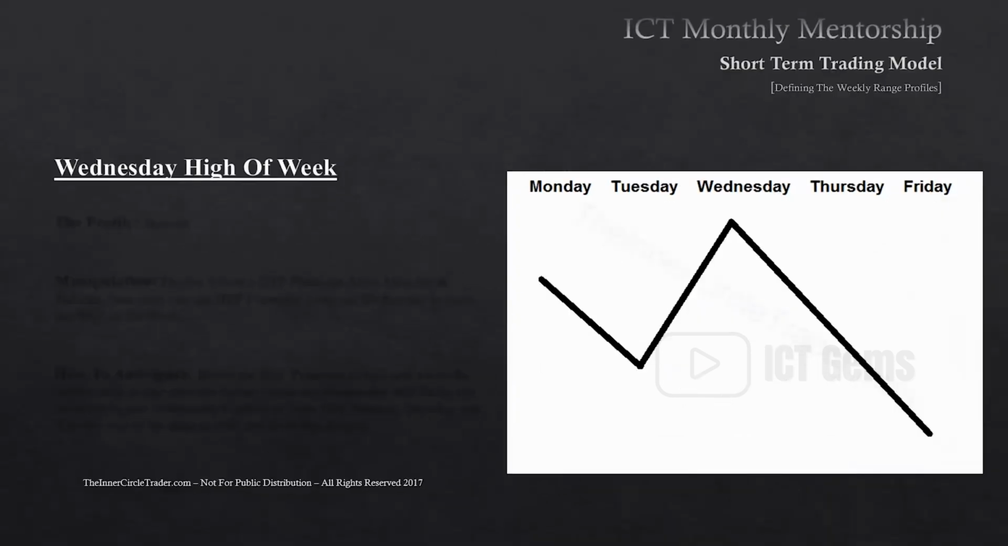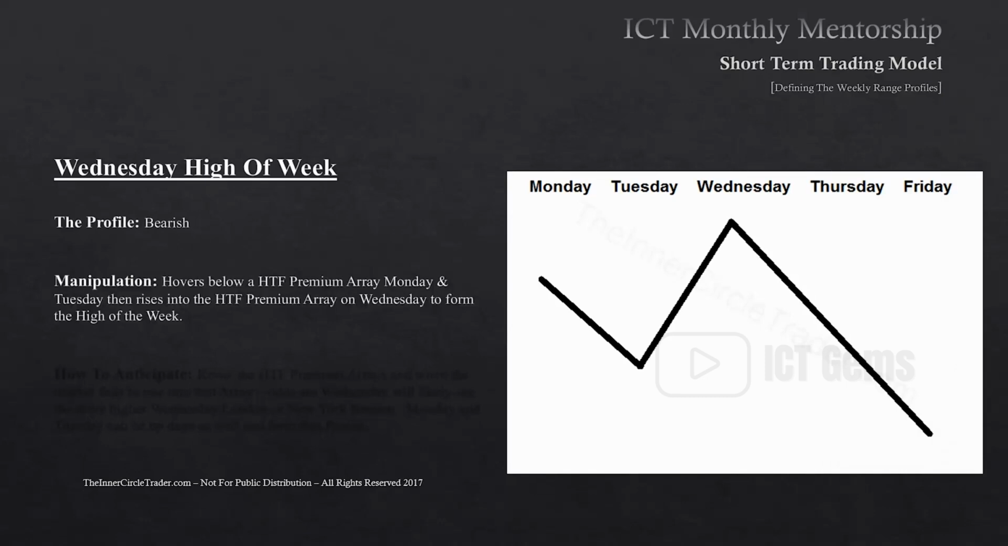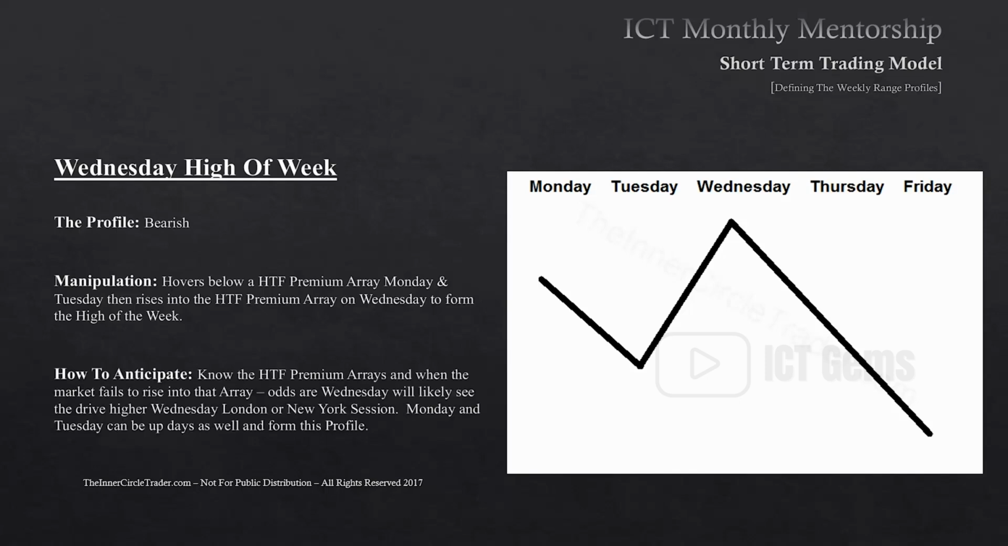The next one is the Wednesday high of week. This profile is generally bearish. You're already looking for lower prices. And the manipulation you're expecting is when price is hovering below a higher time frame premium array Monday and Tuesday, then rises into that higher time frame premium array on Wednesday to form the high of the week. You anticipate this by knowing the higher time frame premium arrays, and when the market fails to rise into that array, odds are Wednesday will likely see the drive higher, Wednesday's London Open and/or New York session.